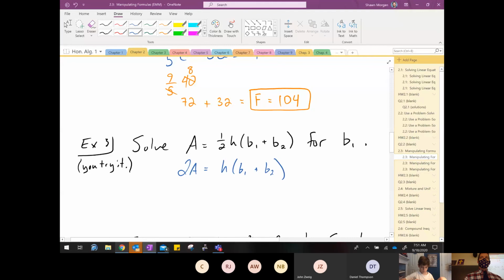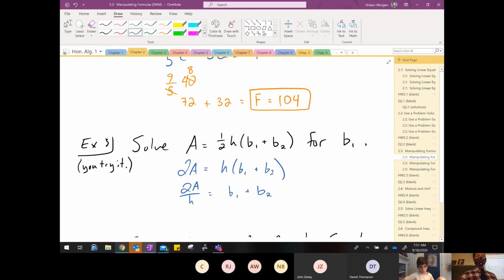All right, and then my next step, Paul, would be, no, dadgummit, we want to get b1 by itself. Move the h over. We're going to divide both sides by h. So I got 2a over h equals b1 plus b2. Now, some of you cool cats out there might have thought it would have been a good idea to distribute the h. And that would be making matters more complicated for you, okay?